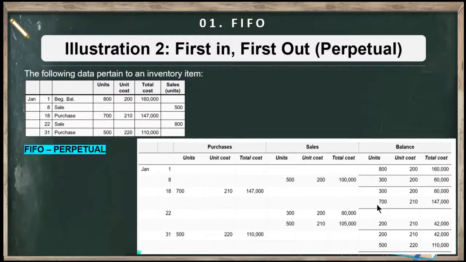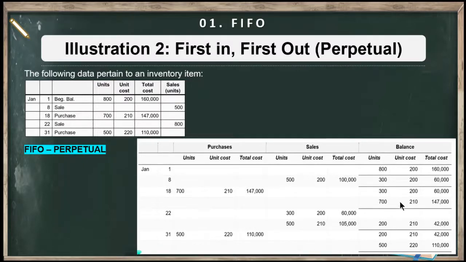And after that, how much will be left for the old stock from the previous line? So nahurot na man ni siya, that's why wala na ni siya isulod. Next, 700 minus 500, that's 200. Then copy 210, and then 147 minus 105, that's 42,000.